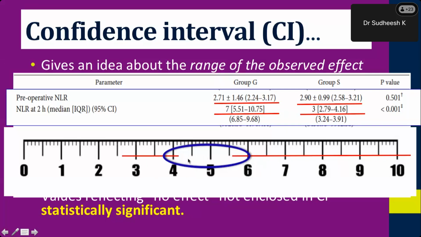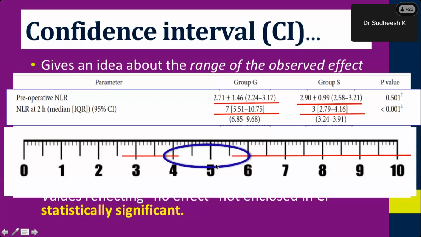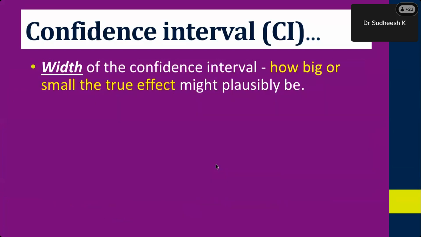So if you do this study 100 times, 95% of the times this is going to be statistically and clinically significant. So that's how, when the 95% confidence intervals of the two groups are not overlapping, that means they are statistically and clinically relevant and significant as well.